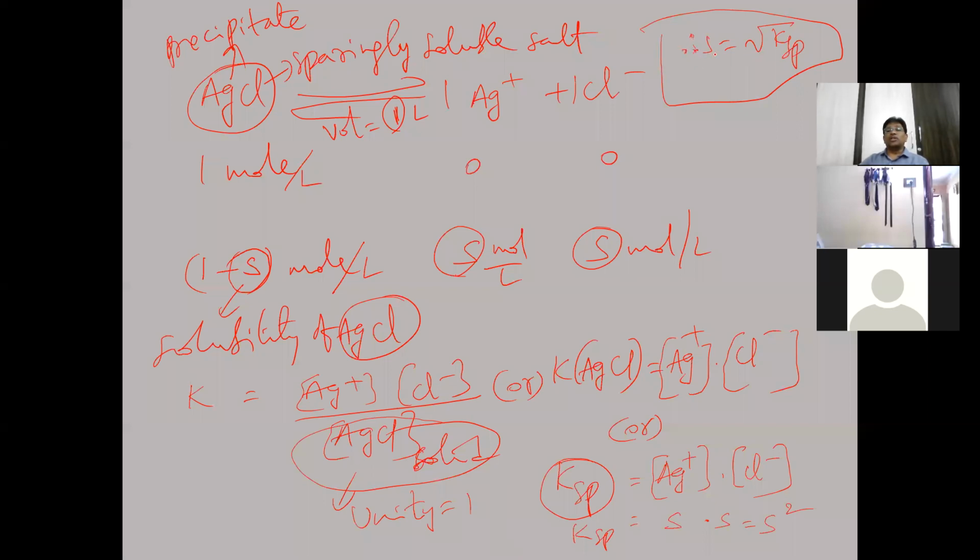So S is called solubility, and KSP is called solubility product. For AgCl solid salt, what is the solubility product? KSP is equal to S into S, that is S square. Ag plus concentration is S, Cl minus also S, S into S, S square. That is KSP, called the solubility product. Is the concept clear? Let's take the screenshot of this.